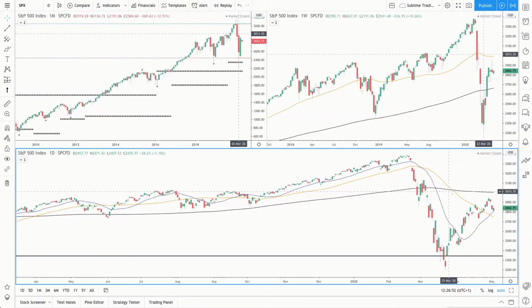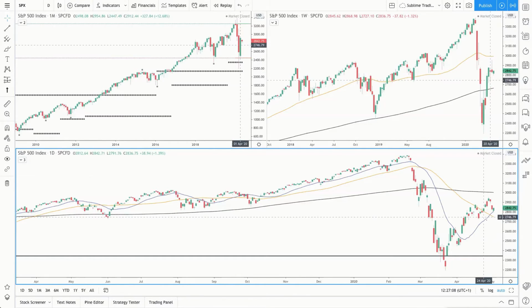On the daily time frame, price is below the 200 moving average, which is also clustered with the 3,000 round number, and this weakness in the last few days has taken price to the 20 simple moving average, which is acting as support. You can see there was a bounce off the 20 simple moving average yesterday.